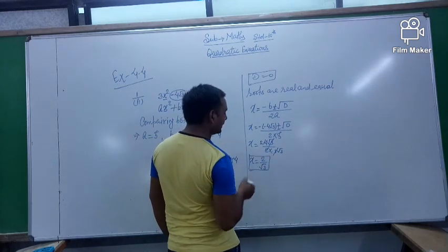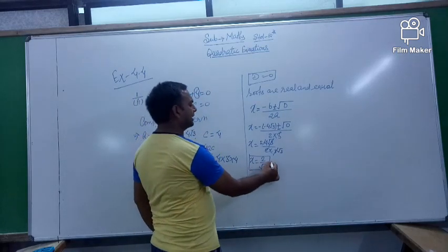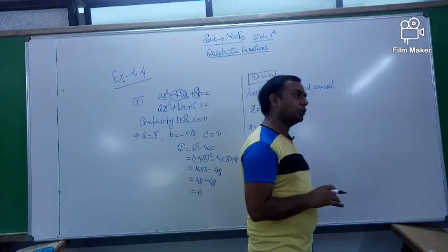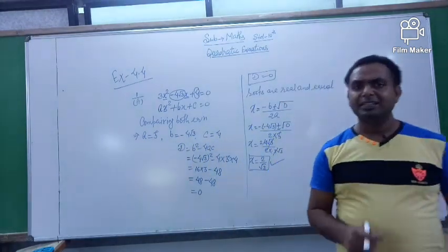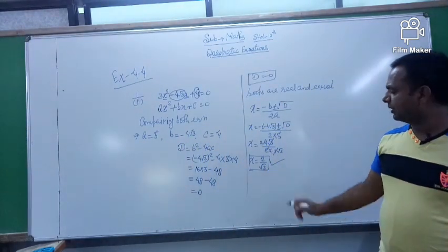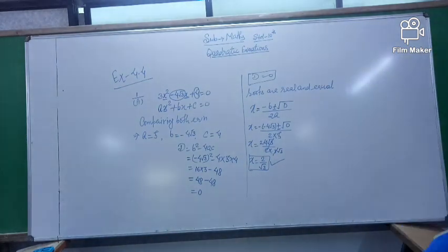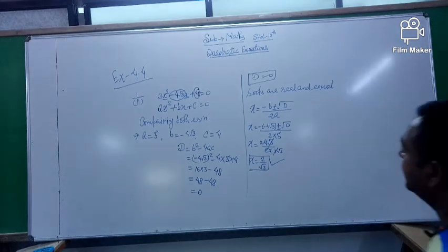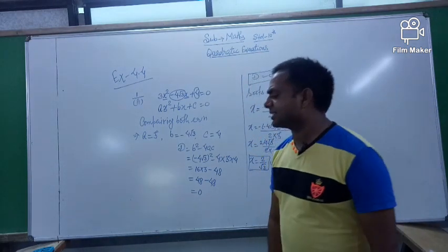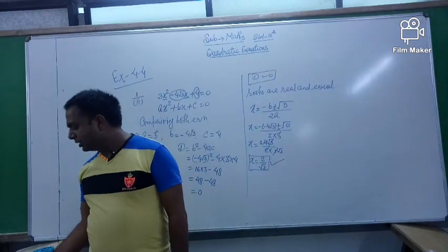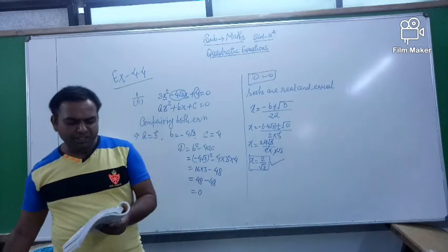So here are the two roots. The first root is 2 under root 3 and the second root is also 2 under root 3, because here the roots are equal. Why? Because the value of D is equal to 0. So I think all of you understand this question, and if you apply this type of method, you can solve any other questions. So we are going to solve question number second.